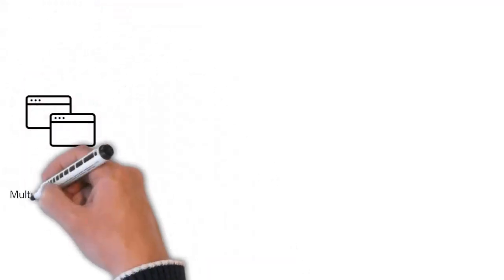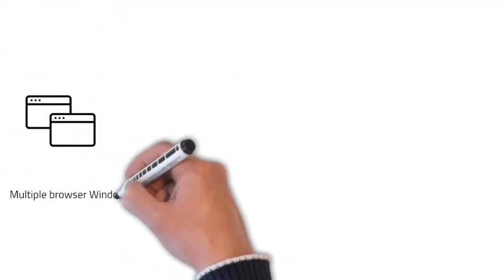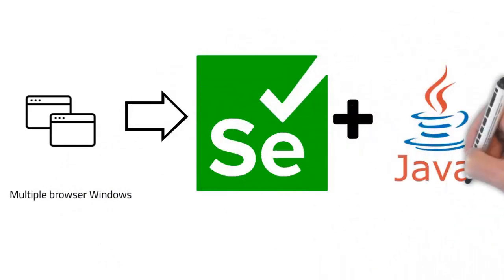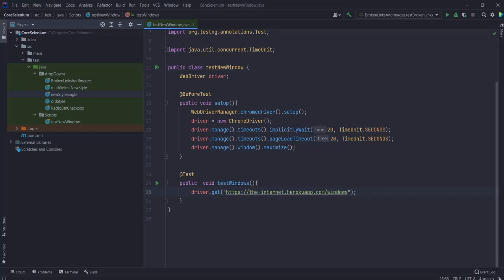In this video, we're going to have a look at ways of automating multiple browser windows using Selenium and Java. Okay, so here I am at my IntelliJ IDE. I have already written the setup wherein I am initializing my WebDriver using Bonnie Garcia's WebDriver Manager. Then I'm implementing some page load and implicit waits. And then after that, I'm maximizing my window.